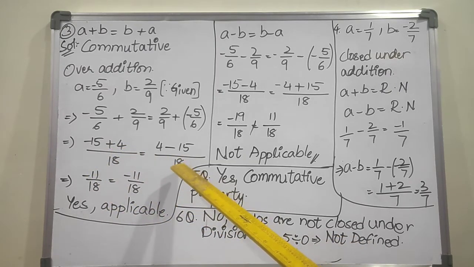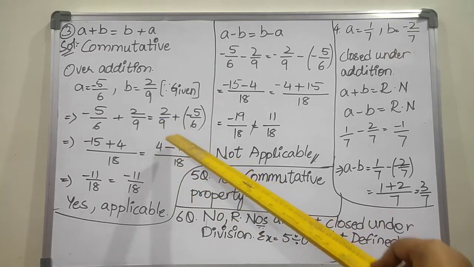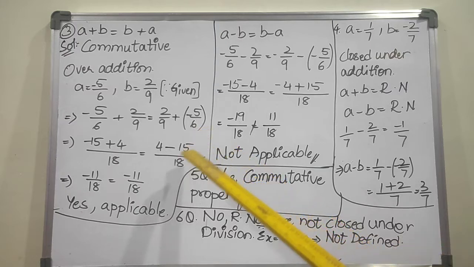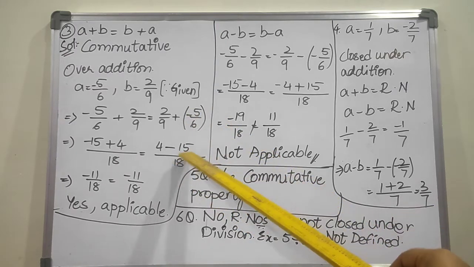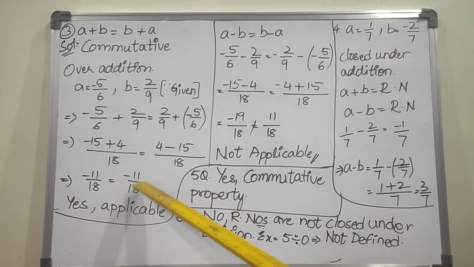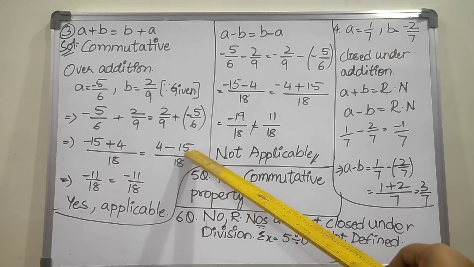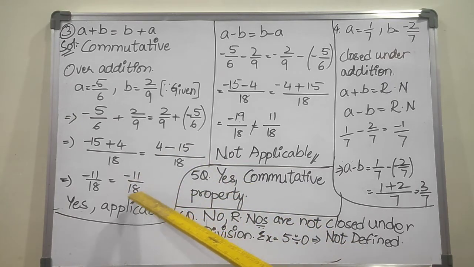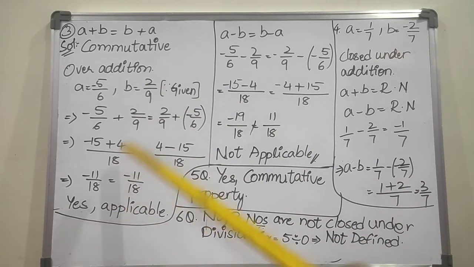Now see this RHS side. 9 2s are 18, 2 2s are 4. 6 3s are 18, 3 5s are 15. So 4 minus 15 is minus 11 by 18. We have a bigger number with a minus symbol, so we are taking the same here. Minus 11 by 18.